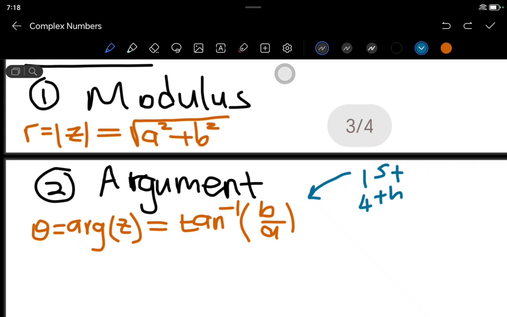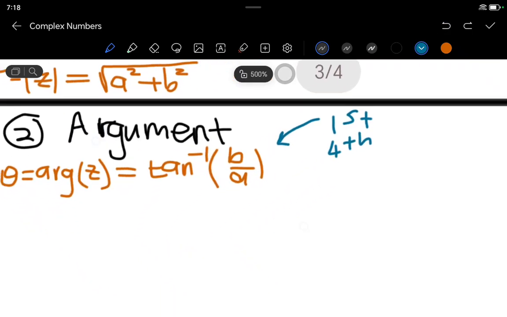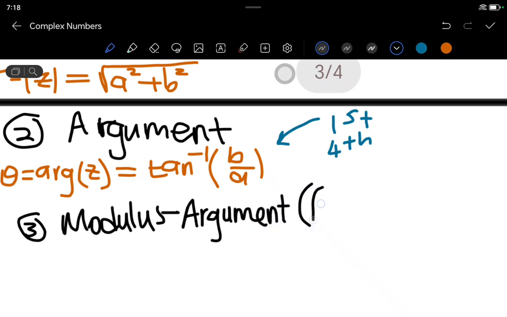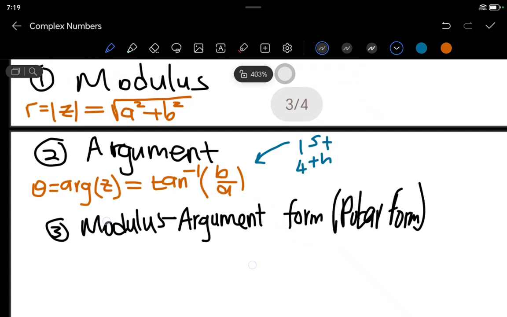right? Now since z was given to us like this, the thing which we need to define next is, let me say, the modulus. Since already we know what the modulus is, we can say let's now define the modulus argument form, or let me just say form, which is the polar form, right? Yeah, which is the polar form.